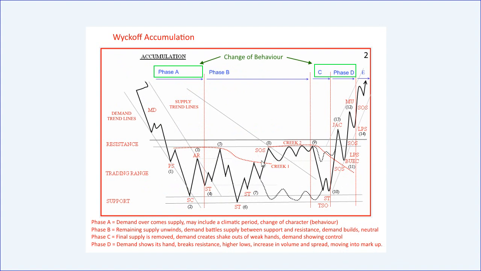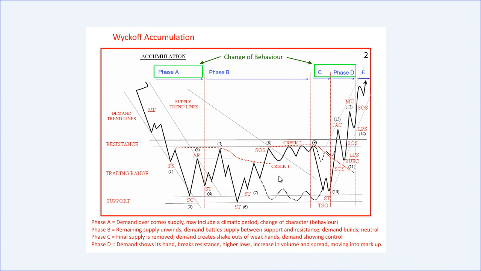Now phase B, as the most unknown phase, for example, can last one week, or it could last three years. So whatever goes on here determines how well the composite man is in charge and how excited he is in getting the stock to break into markup or break resistance. So whatever happens here gives you a lead on what's going on, leading into phase C and phase D. So phase B is very important, and also it's the graveyard of many losses. Okay.